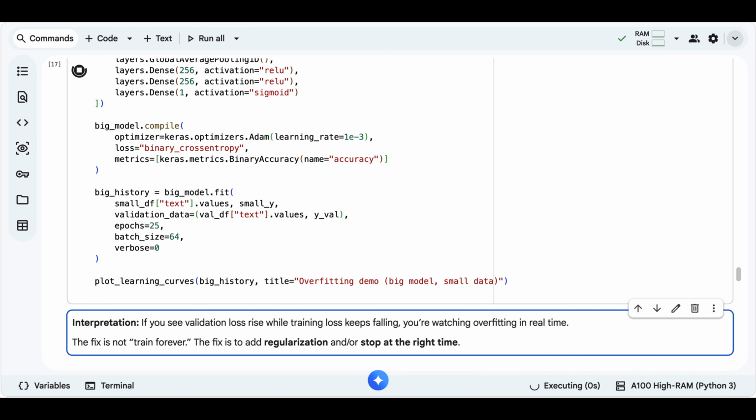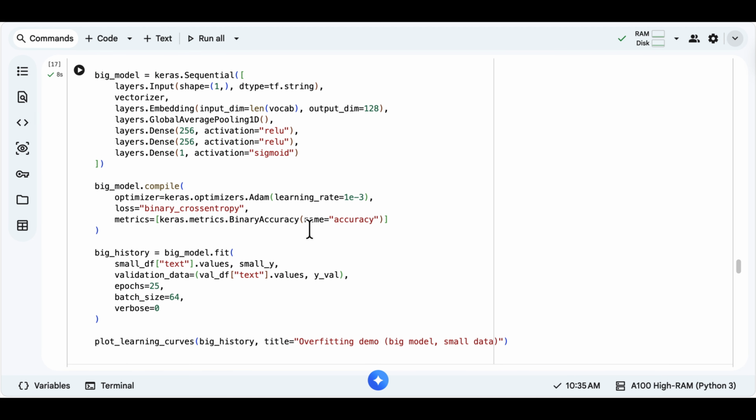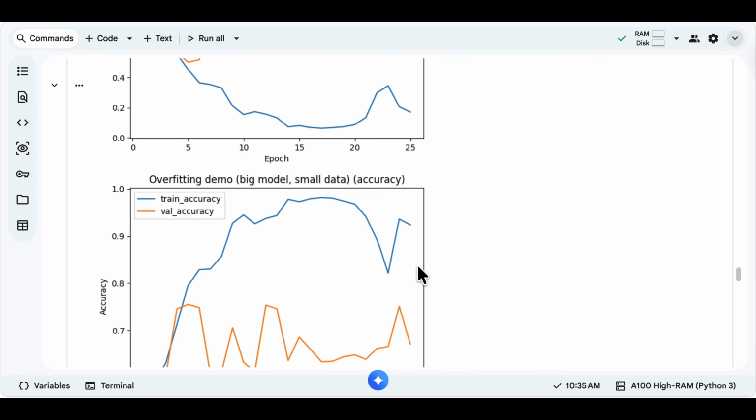This code builds a much larger model with 128-dimensional embeddings, 2 dense hidden layers of size 256, and no regularization. Then it trains for 25 epochs on the tiny dataset. The learning curves show classic overfitting. Training loss falls very low, and training accuracy climbs above 0.95.